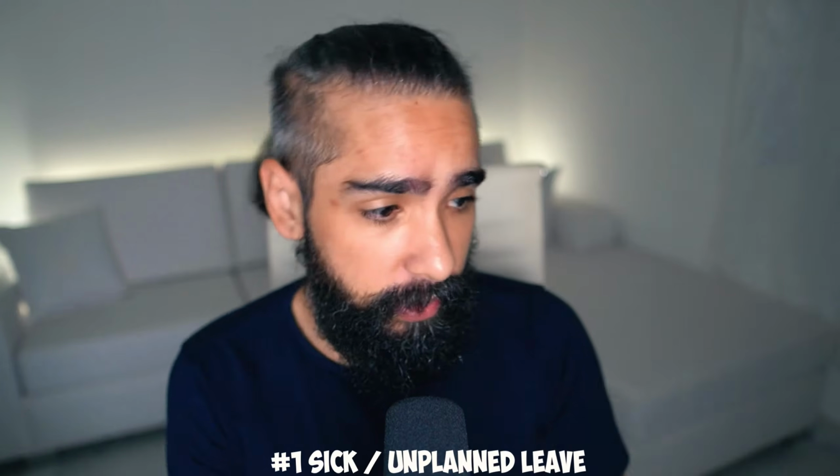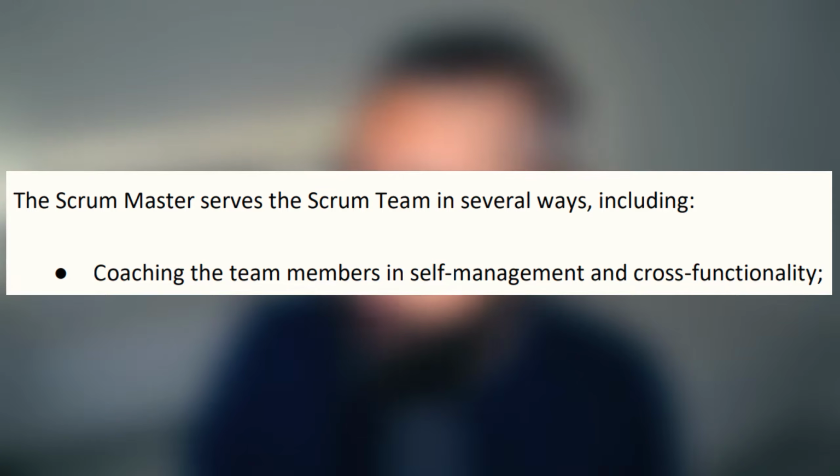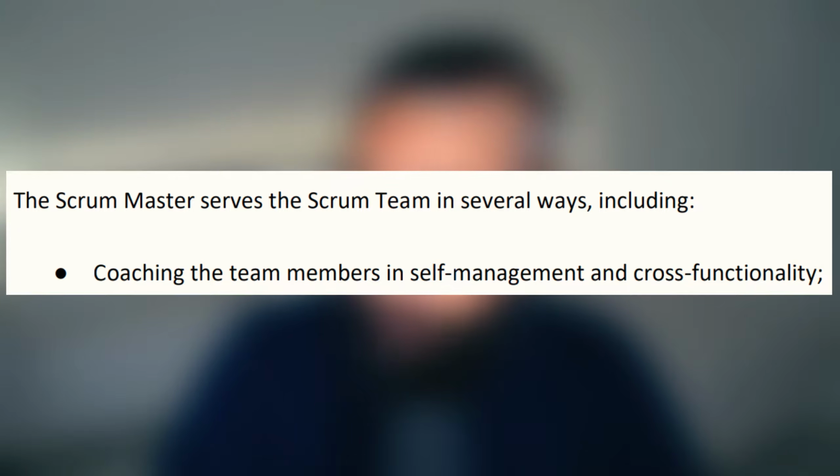First, a team member is sick, took a leave, maybe an unplanned leave. This can be considered an impediment because it's slowing down the velocity of the team. Should the Scrum Master be removing this impediment? If yes, why? Let's quickly look at the role of a Scrum Master in the Scrum Guide. As per the Scrum Guide 2020, the Scrum Master serves the Scrum team in several ways, including coaching the team members in self-management and cross-functionality.